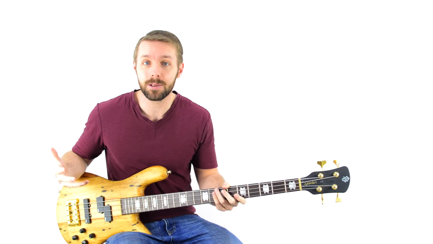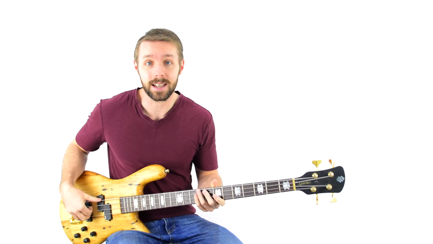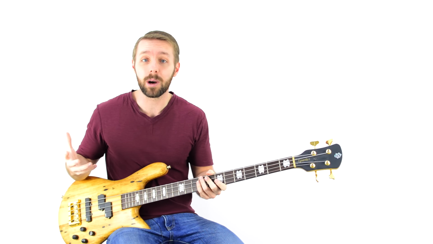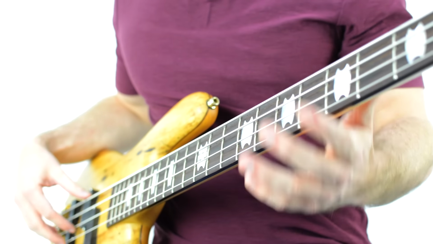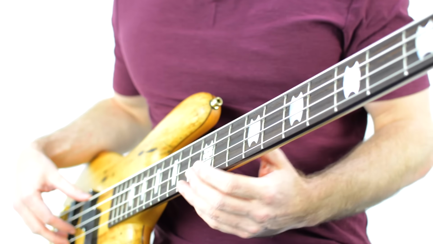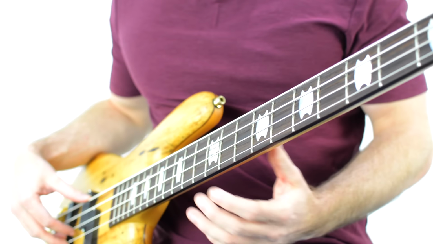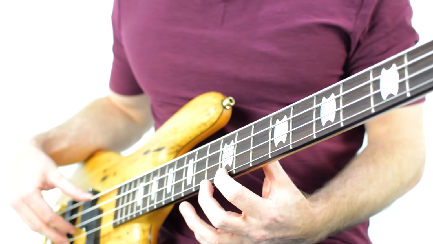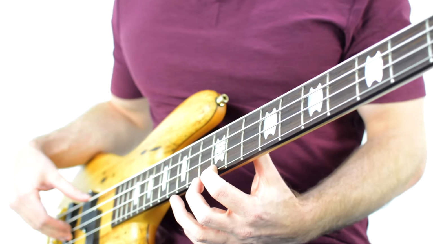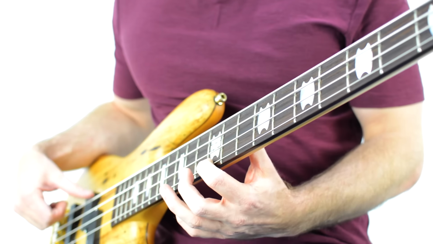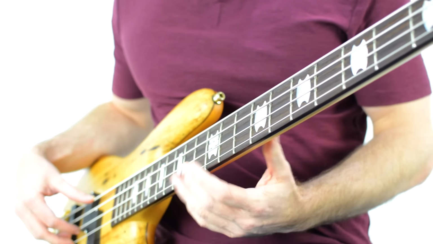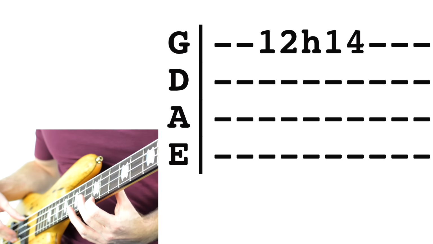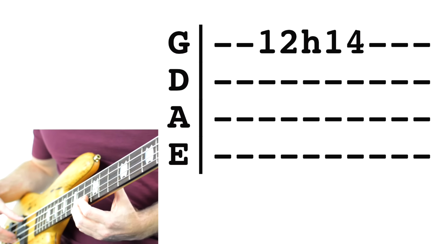But a lot of the times you'll see all kinds of other symbols in the tabs you find. Some of the most common ones are hammer-ons and pull-offs. A hammer-on is where you pluck one note and then without plucking again, you hammer on the next note with your fretting hand like this. So plucking at the 12th fret on the G string, and then without plucking again, using the fretting hand to slam on the 14th fret. Now most of the time, it's notated like this. You pluck the 1st note, and then hammer on to the 2nd note.